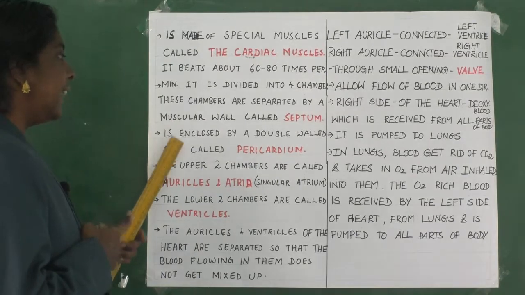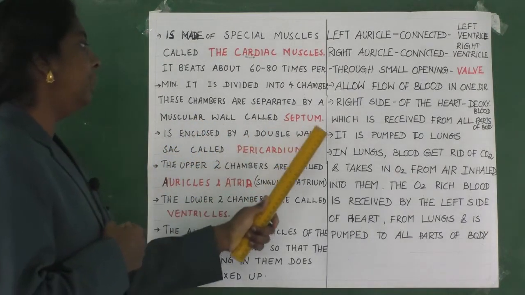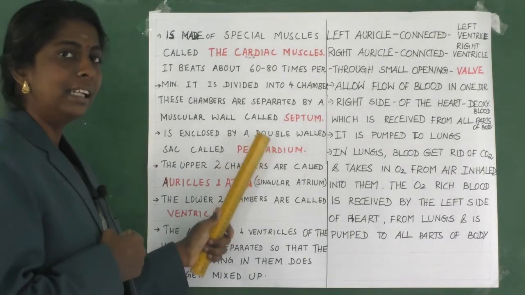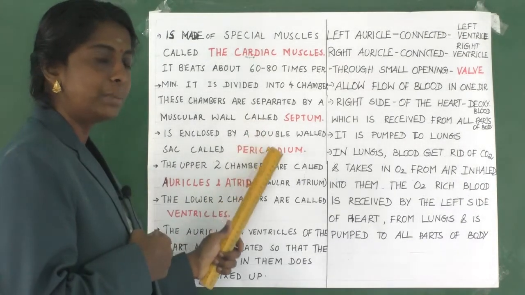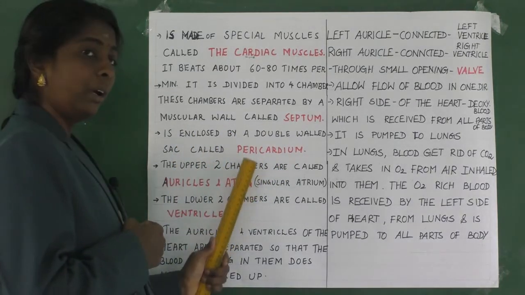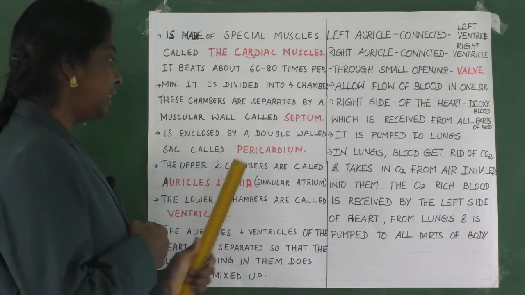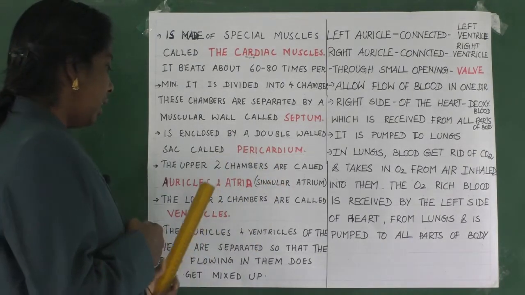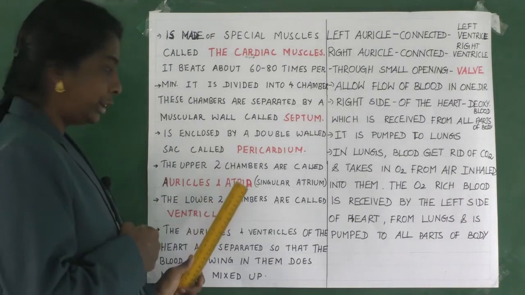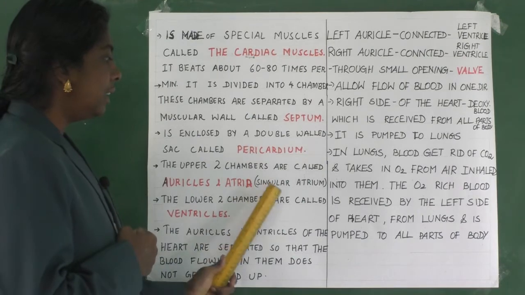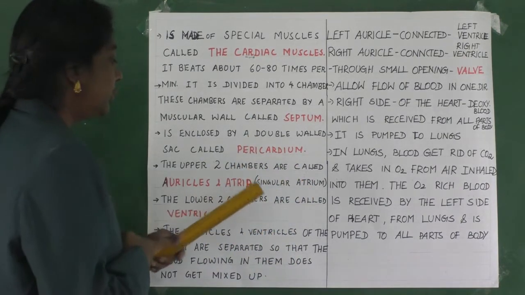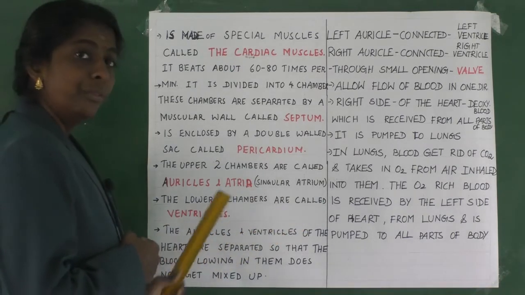And then it is enclosed by a double wall sac called pericardium. The upper two chambers are called auricles, or else atria. The singular is atrium. Then the lower two chambers are called ventricles.